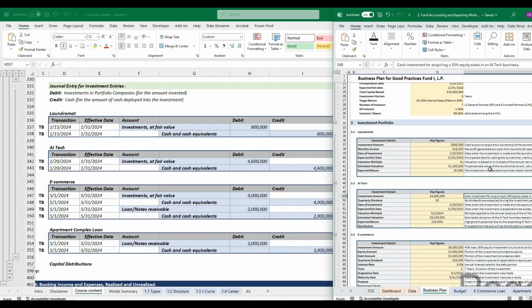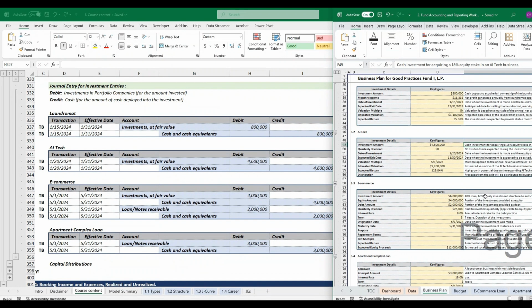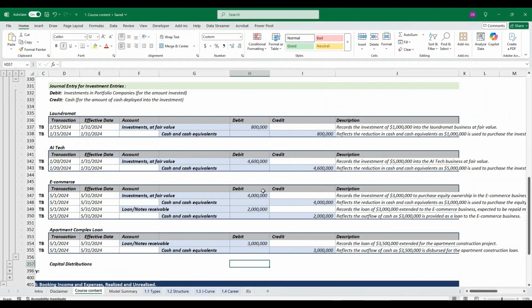For the e-commerce, we have a total of $6 million investment, including $2 million loans. We will have the entry consistent with the prior equity entries. We will debit our investment at fair value $4 million and then credit cash and cash equivalent. So this one I need to put at 4.